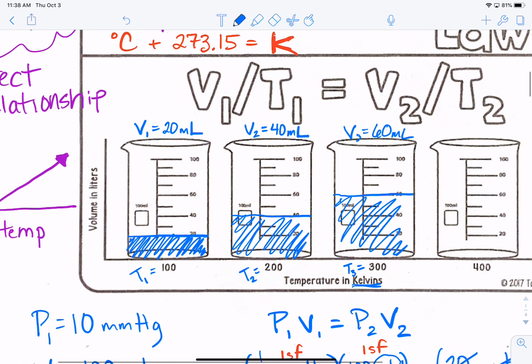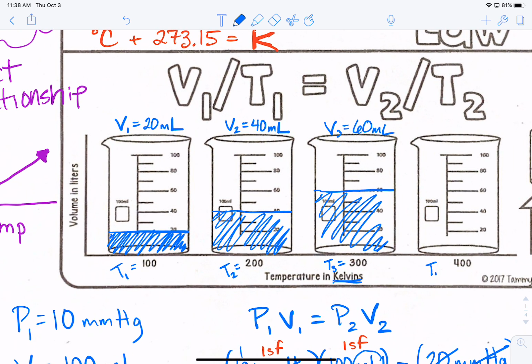And then last but not least, if we quadrupled the temp, you guys are getting the pattern, right? We quadruple, all right? You see that? You increase one, you increase the other.